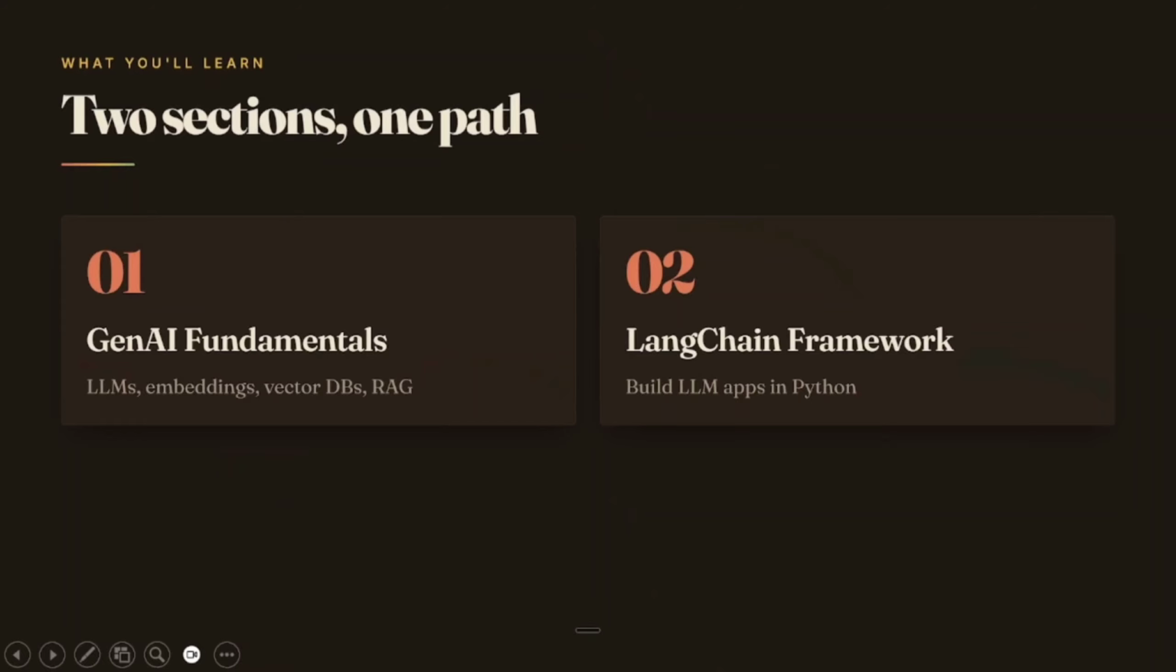We'll start off this course with Gen AI fundamentals where we will talk about LLMs and embeddings, and we'll discuss vector DBs. We'll talk about RAG, that is Retrieval Augmented Generation, and then we will proceed to the LangChain framework, and we'll also see how to build LLM apps in Python.